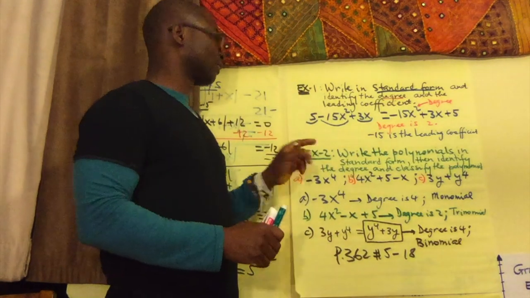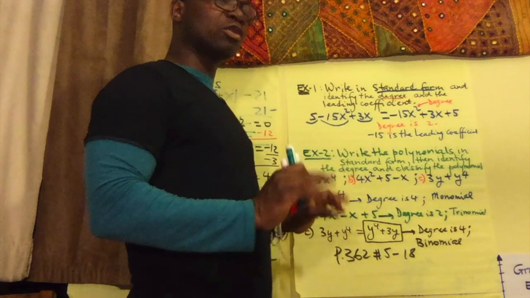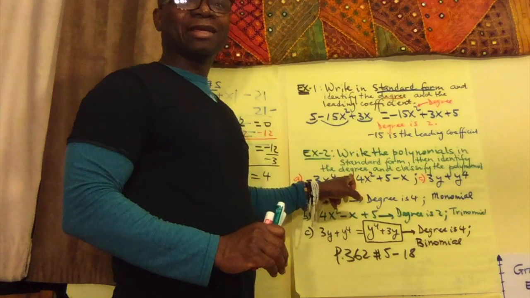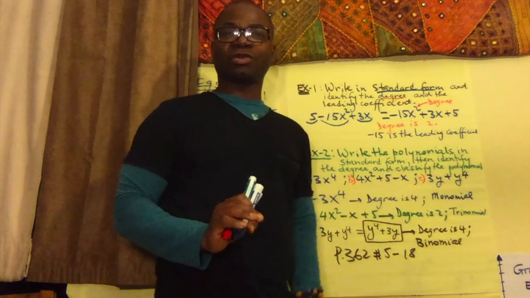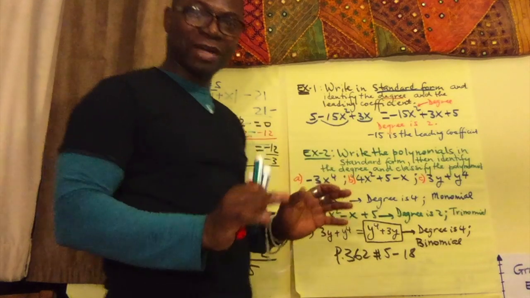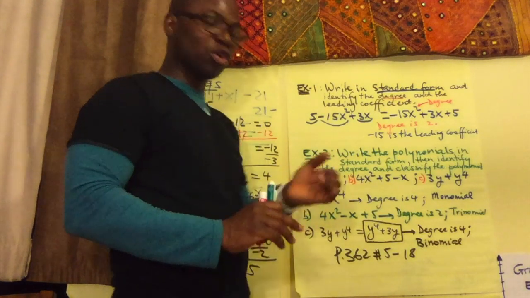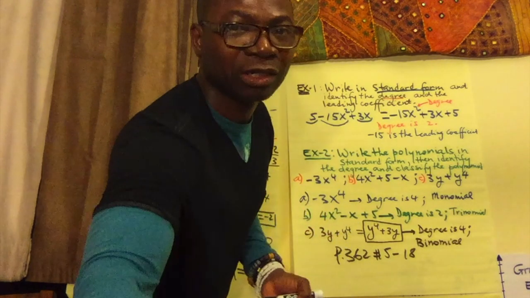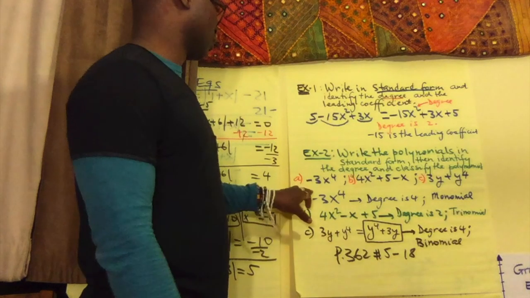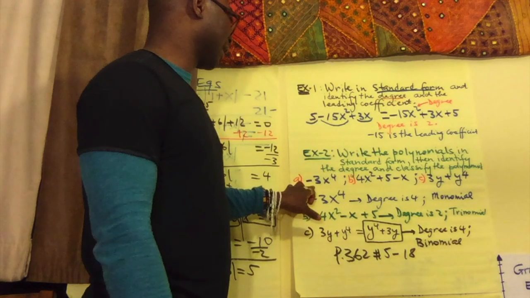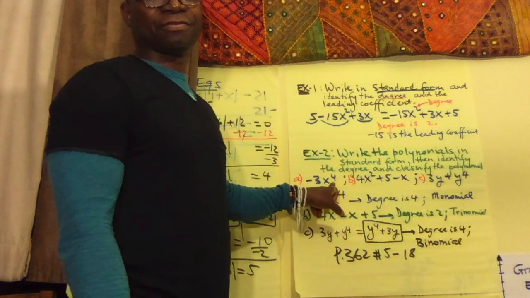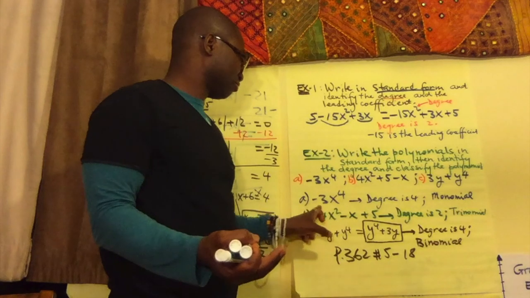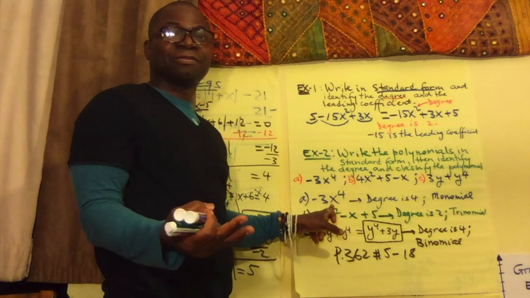Example 2. Write the polynomials in standard form, just like before. Then identify the degree, and this time classify the polynomials. Okay? We want to know if it's a monomial, a binomial, a trinomial, and so on and so on. So that's what that means. So here are our examples. Negative 3x to the power of 4 is only one term. If it's only one term, that's your standard form. It's just that term.